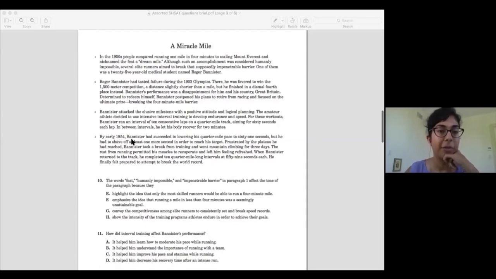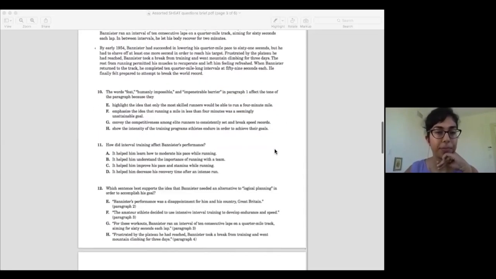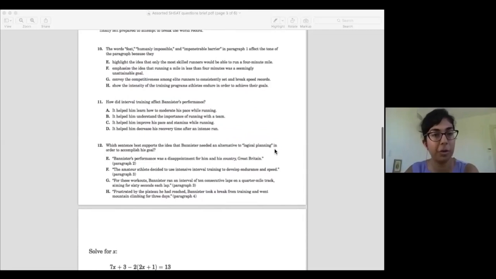By early 1954, he had succeeded in lowering his quarter-mile pace to 61 seconds. So it seems to have improved his speed, at least. And then back in paragraph 3, it talks about using this kind of training to develop endurance and speed. So I'm looking for something in my answer choices that talks about speed and potentially also endurance, right? So now we go back down. How did it affect his performance?